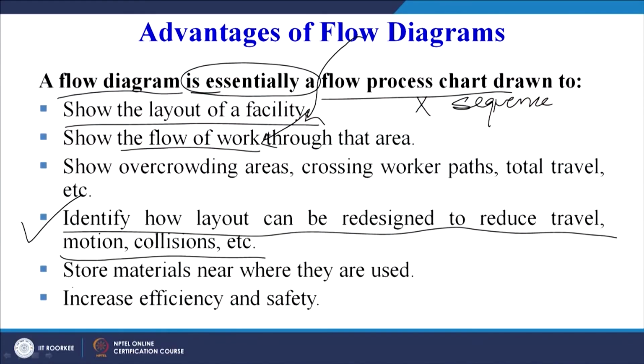Store materials near where they are used. Flow diagrams will help us with this also, and this will increase the efficiency and the safety because it avoids collision. There is not much movement in a restricted area because we have already identified that a lot of lines are crisscrossing from a particular point. We can redesign the things in such a way that that path is avoided or it is used for a limited number of movements only.